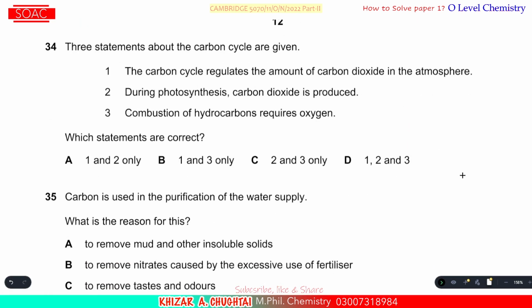Question number 34. Three statements about the carbon cycle are given. The carbon cycle regulates the amount of carbon dioxide in the atmosphere. Yes, it is true. During photosynthesis, carbon dioxide is produced. During photosynthesis, carbon dioxide is used, basically, not produced. So 2 is incorrect. Combustion of hydrocarbon requires oxygen. Yes. So 1 and 3. A very simple question, having the direct application of the knowledge. B, 1 and 3, is the correct option.